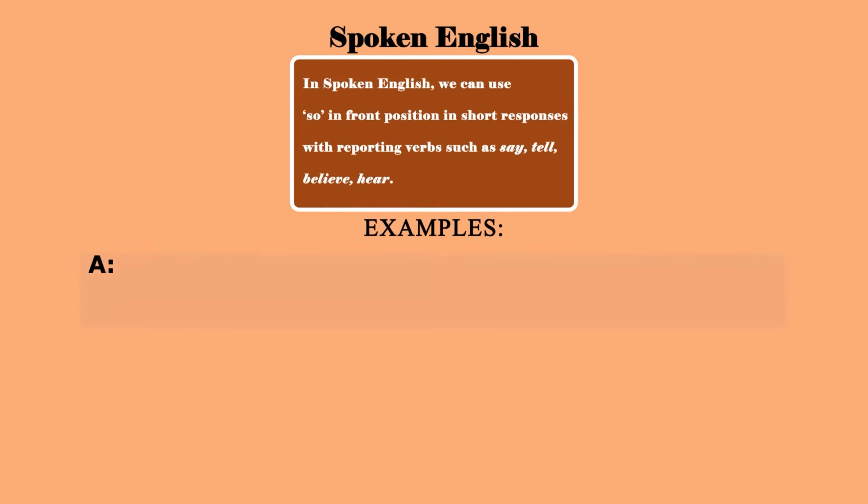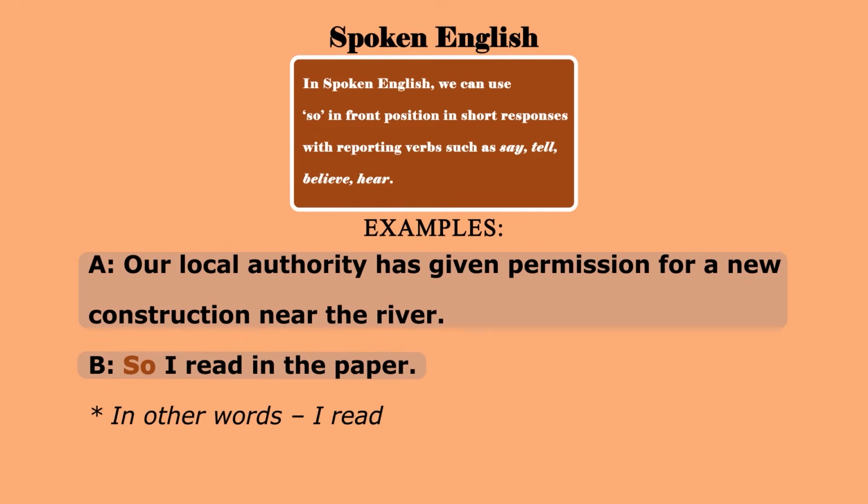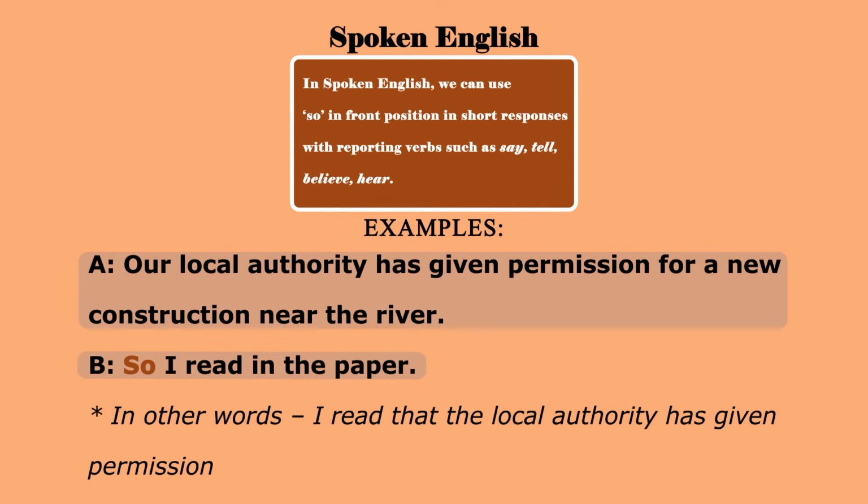A. Our local authority has given permission for a new construction near the river. B. So I read in the paper. In other words, I read that the local authority has given permission for a new construction.